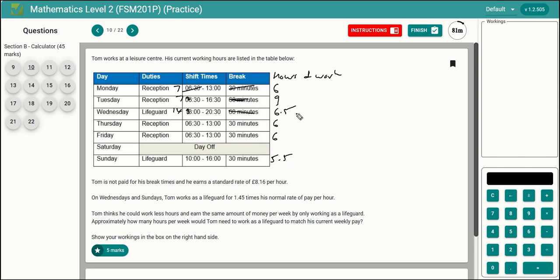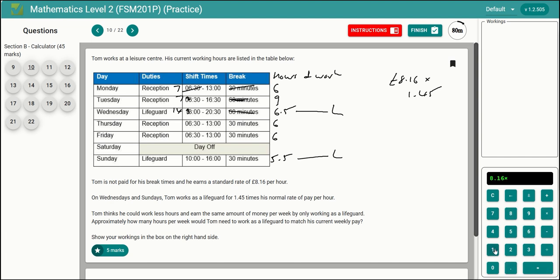Okay, now on Wednesdays and Sundays, this is where I put L for lifeguarding. Now, what is his rate of pay for lifeguarding? So it's £8.16. Let's just write this here. It says £8.16 multiplied by 1.45. Okay, so let's hit the calculator.